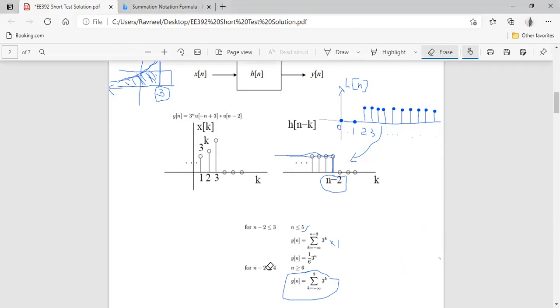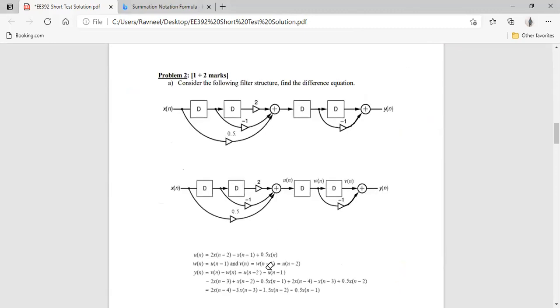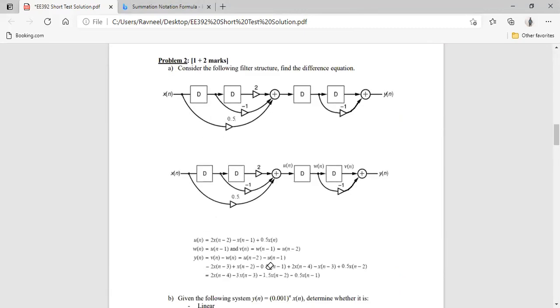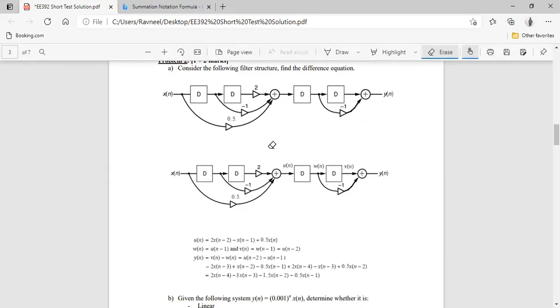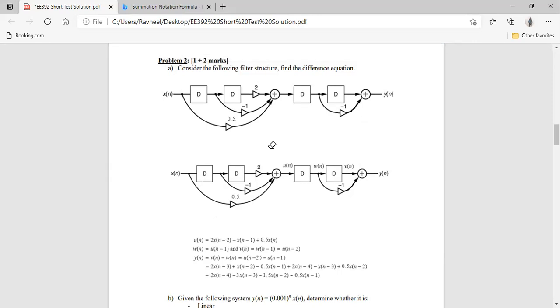Question number 2. For problem number 2, in this particular case, we did not have to worry about whether it is structure form 1 or form 2 of this particular system. We just needed to derive the difference equation. So what we just needed to do was to label it.